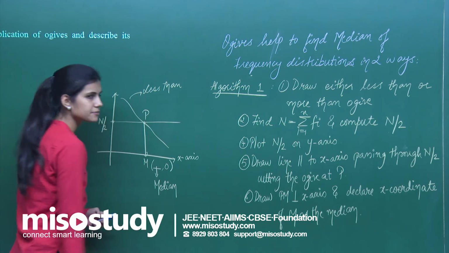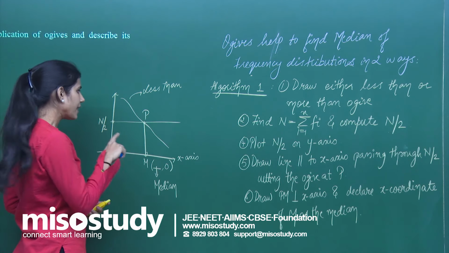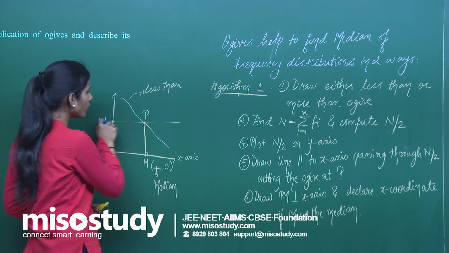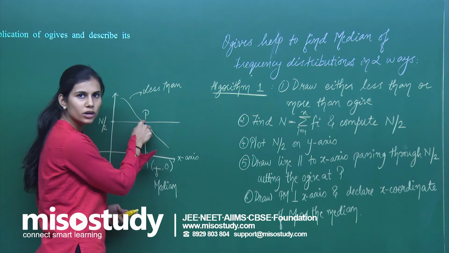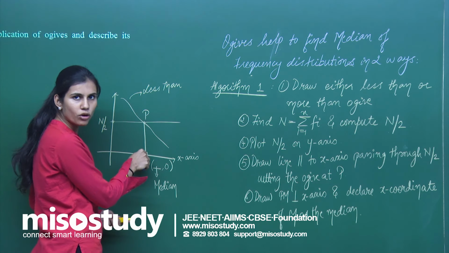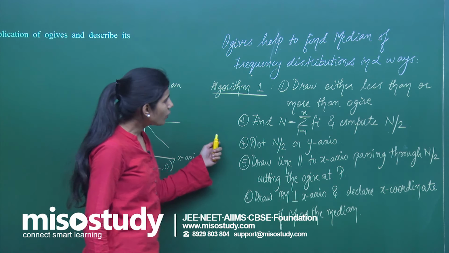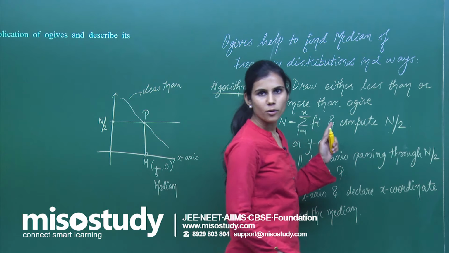Is it understood? So you draw either the less than or the more than ogive. Find out capital N, mark N by 2, draw a line parallel to the x-axis cutting the ogive at say some point P. From that point P, you drop a perpendicular PM onto the x-axis and the x-coordinate of point M will be the median. This is one algorithm to get the median from ogives.